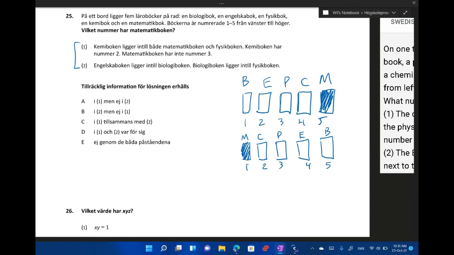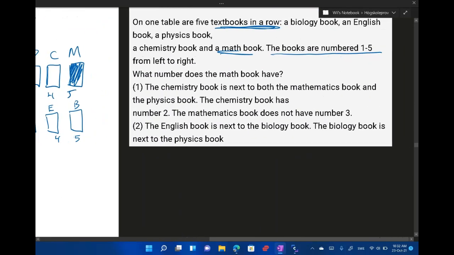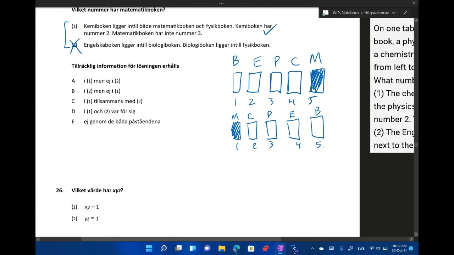All right? But it says which number has the math book. Option 1 says the chemistry book lies between the math and the physics. Okay? The chemistry book has the number 2. Well, that means that the math book is number 1. Right? So this one gives us a clear understanding. It says in the second option, the English book is next to the biology book. The biology book is next to the physics book. That is pointless. We don't need this one. So option 1 is our good choice here. Okay. A is our answer.